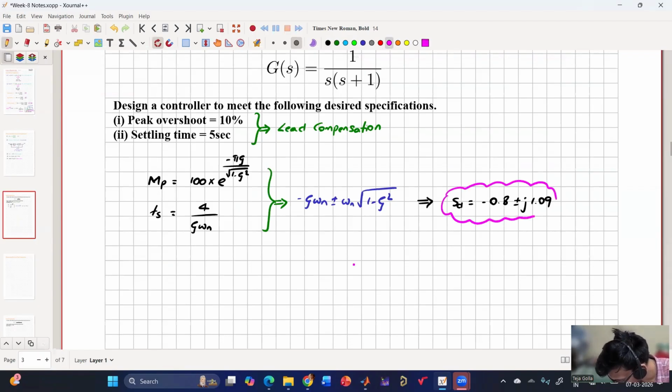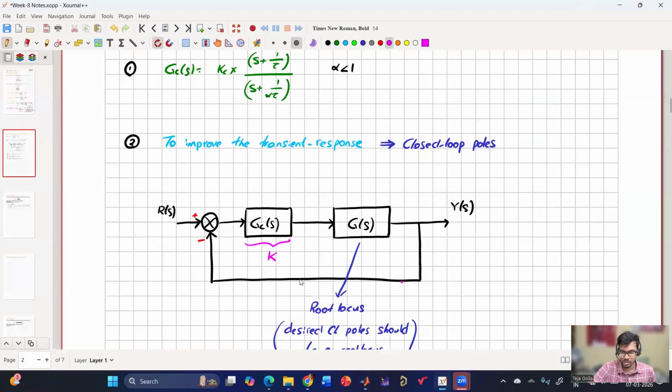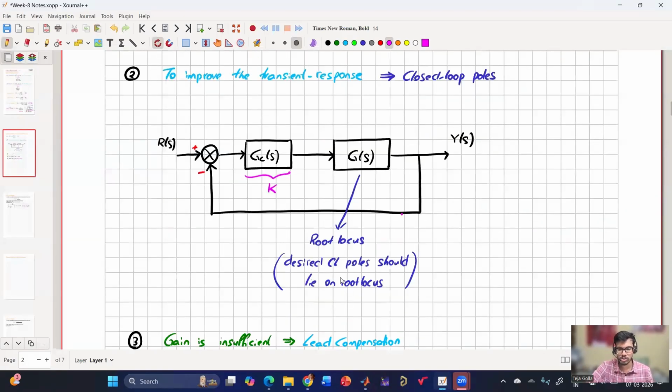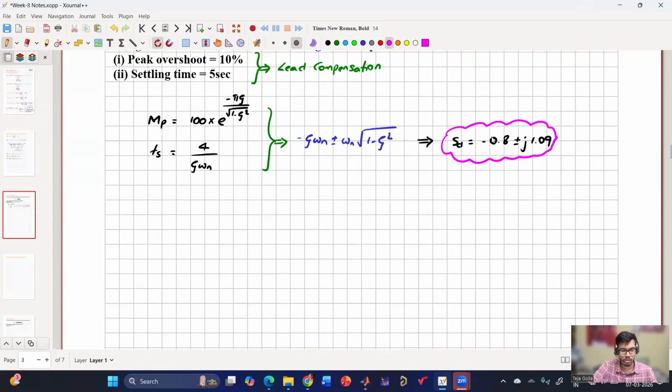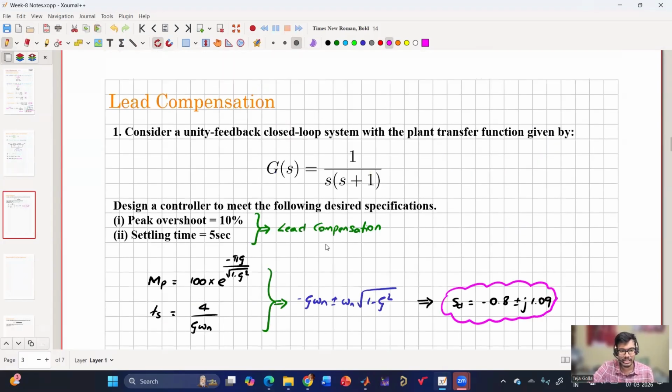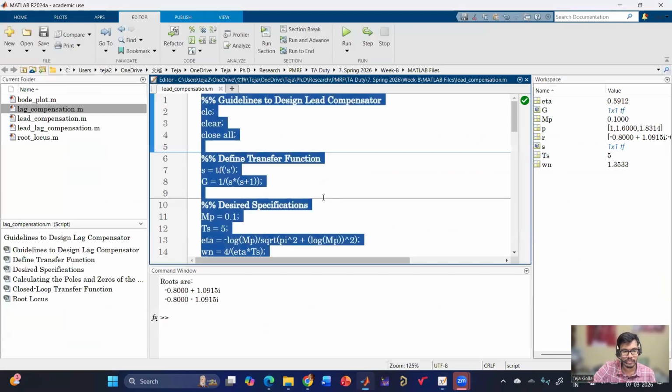First, I have to check whether by just using a gain, I can get these desired closed loop poles. How will I check? I'll plot the root locus and check whether these closed loop poles lie on the root locus. If they lie on it, then I can use that gain and I don't need any compensator. Only a simple gain will satisfy my requirement. So let us go back and see.